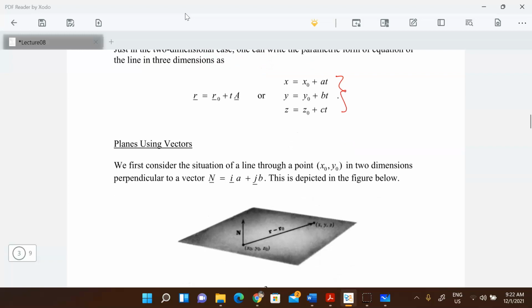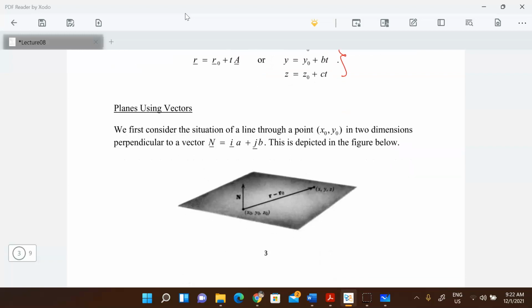Now, lines are not the only object. A line is the simplest object in Euclidean geometry, but if you go beyond a line, there will be a plane, for example. So how do you describe a plane in 3D? Let's consider the case where you limit yourself to the 2-dimensional case first. You consider the point x0, y0. So x0, y0 has to be in the plane.